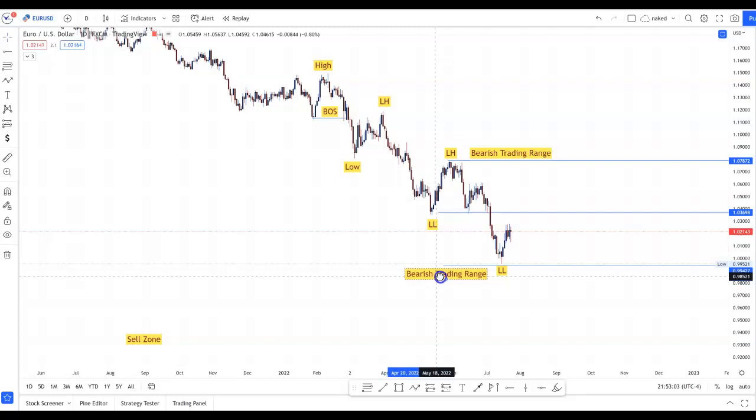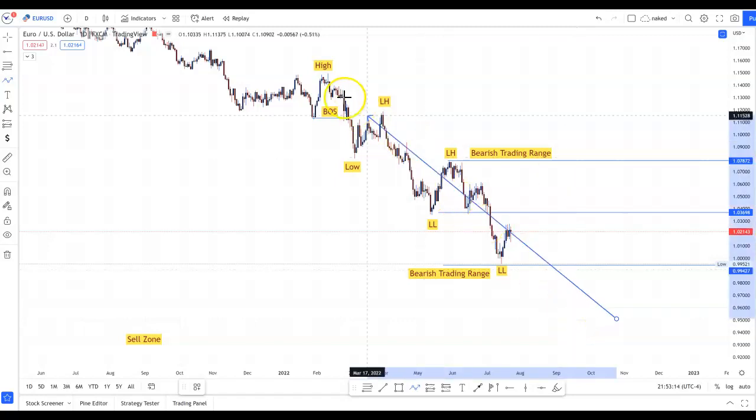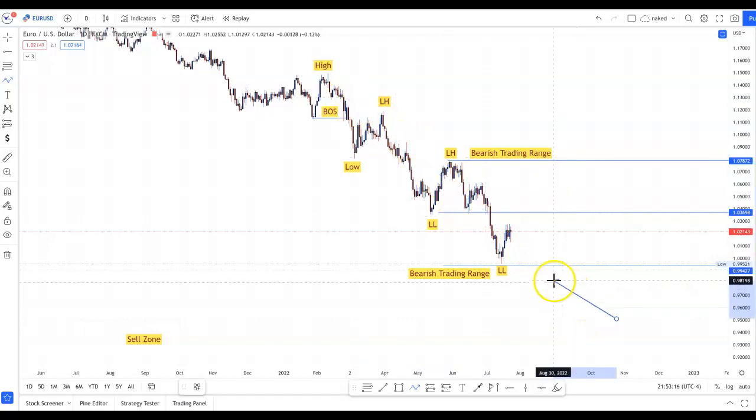This is going to be our bearish trading range. From this swing high to the swing low is our bearish trading range. And all that simply means is that since we're moving in a downtrend, our expectation is eventually this low to be broken, and to create a new lower low. All right.